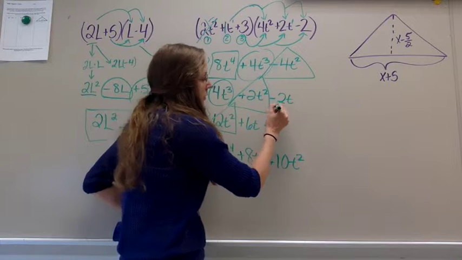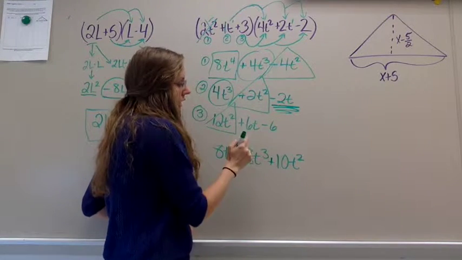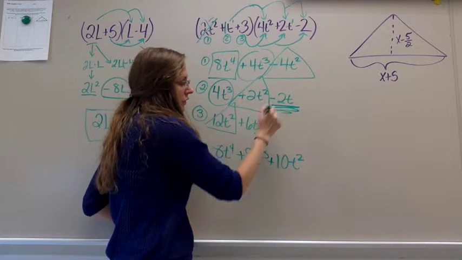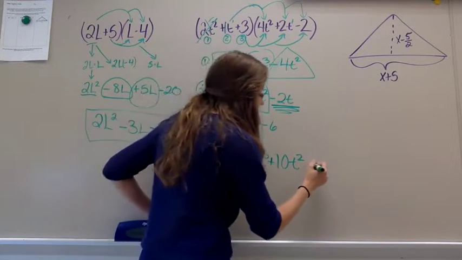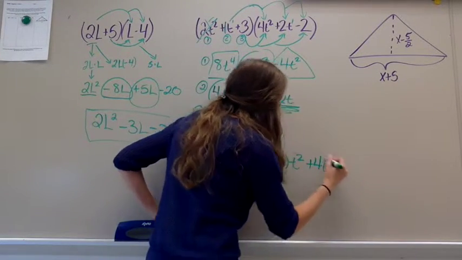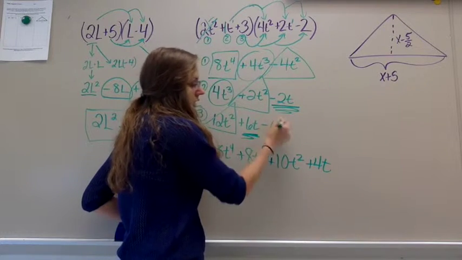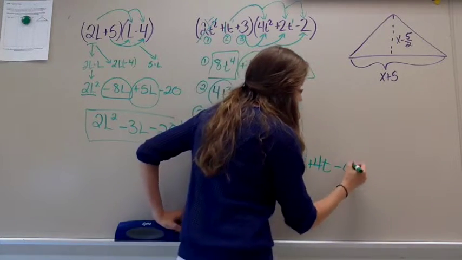Then I have negative 2t. That's like to the 1st. This one's also to the 1st. So 6t minus 2t, well, that's a positive 4t. And then lastly, I have this constant all by itself, minus 6.